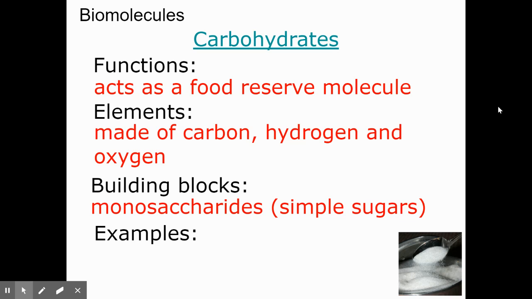What makes up a carbohydrate? Something called a simple sugar or a monosaccharide. I talked about glucose. Glucose is a monosaccharide. If you put two glucose together, you have maltose, which is a disaccharide. So some examples: glucose and starch.